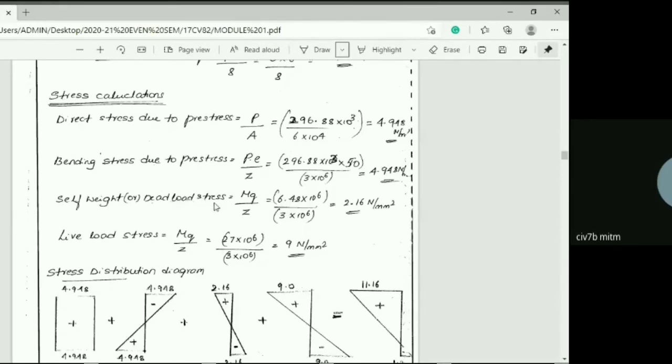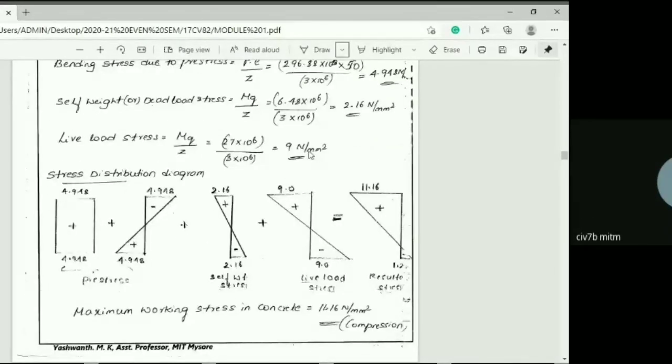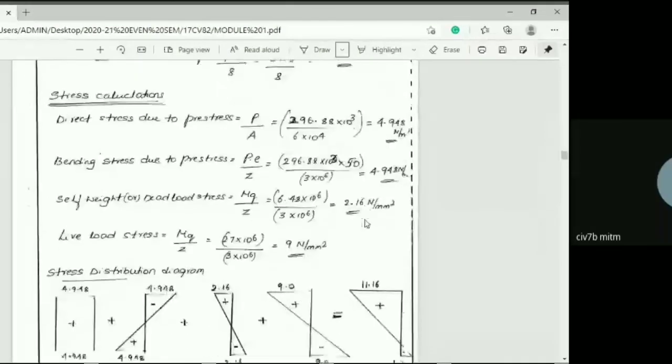Next, let me substitute the MDL. Please note down, since the stresses should be in Newton per millimeter square, your moment is in kilonewton meter, and you need to convert that into Newton millimeter. Hence, 6.48 into 10 to the power of 6 Newton millimeter, divided by 3 into 10 to the power of 6 millimeter cube. And the final answer will be 2.16 Newton per millimeter square.